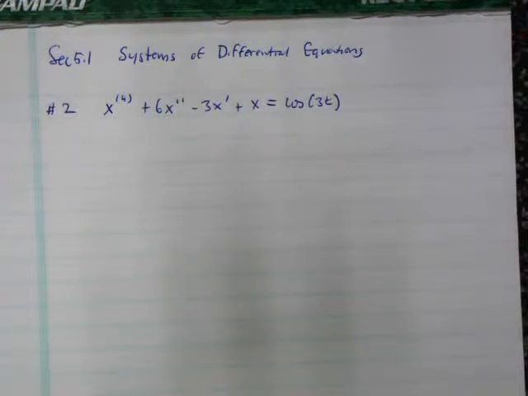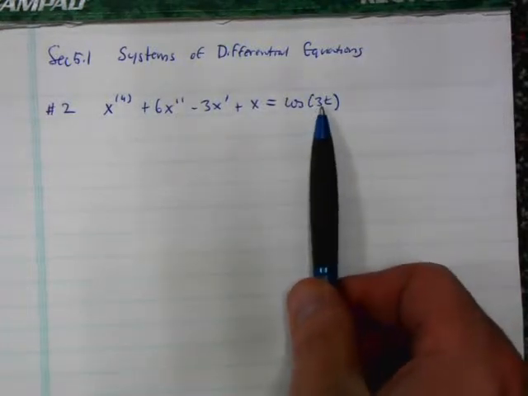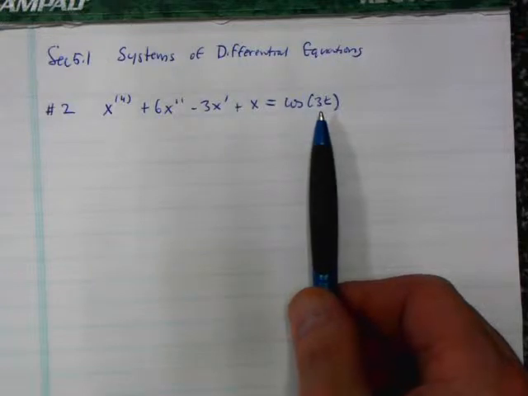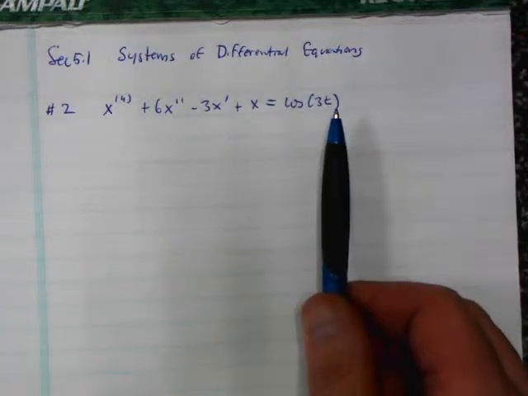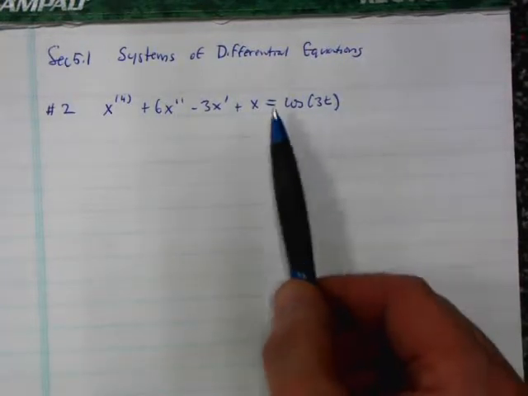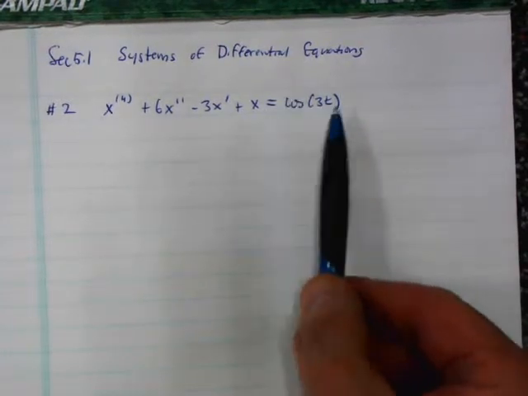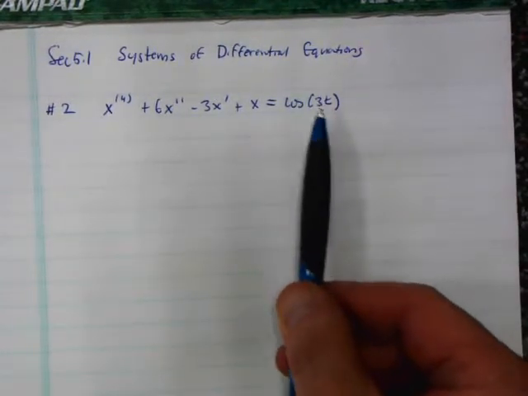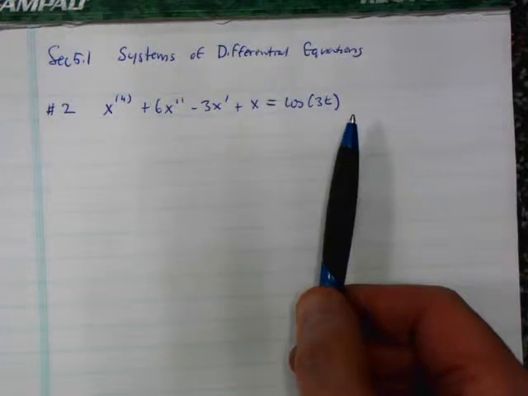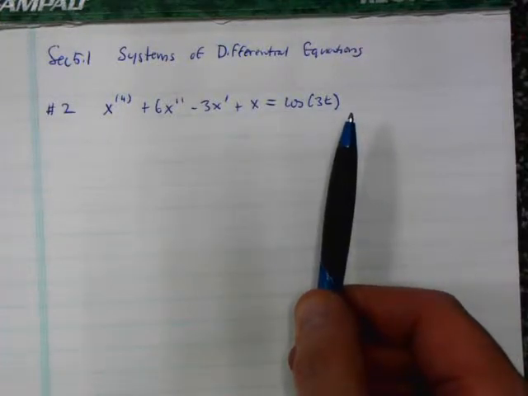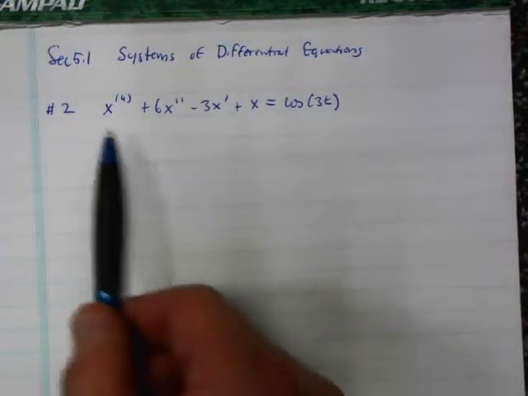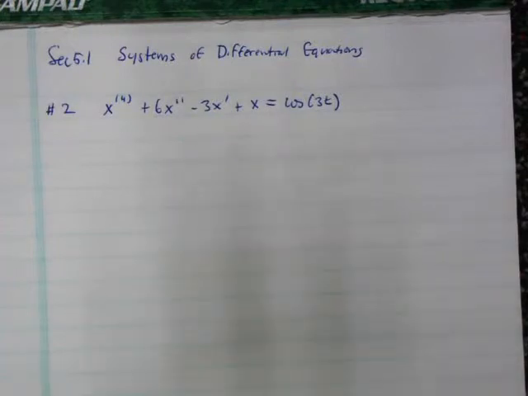Is it because of the cosine t? No, the cosine 3t is not a problem. If you go back to chapter 2, the cosine 3t tells us what we should make for our guess for our particular solution. We would need an a cosine 3t and a b sine 3t. That's correct. Can you solve the homogeneous equation? Yeah, it's homogeneous. How would you solve it?